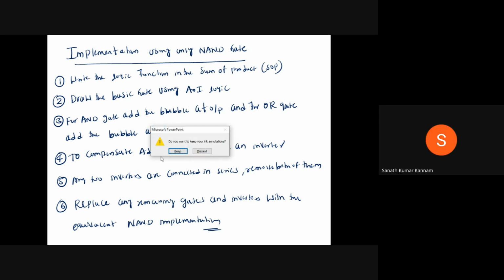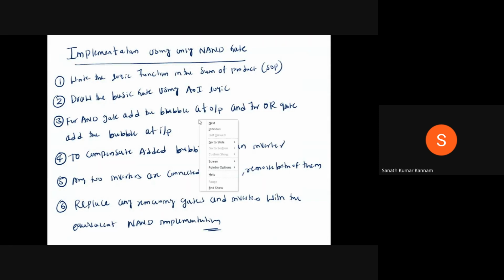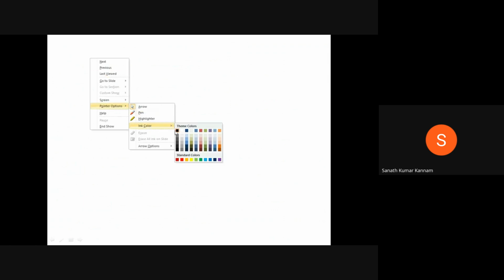Next I will implement all the gates by using only NAND gates. First, the inverter, the NOT gate. A NOT gate means when you give A, you are getting A bar.